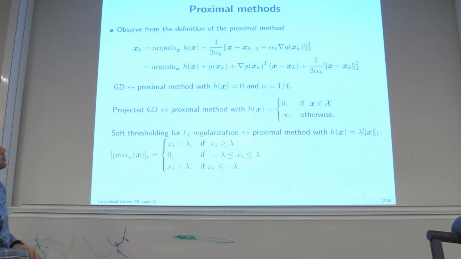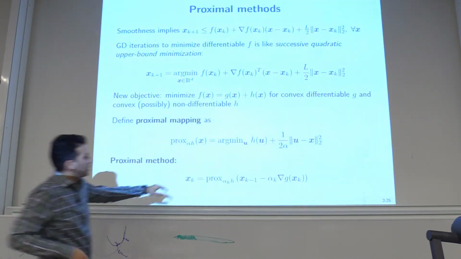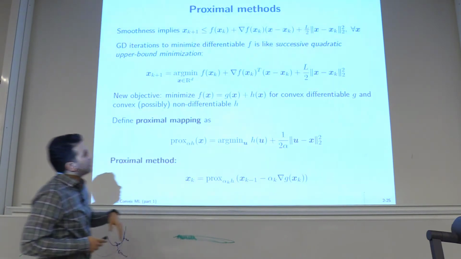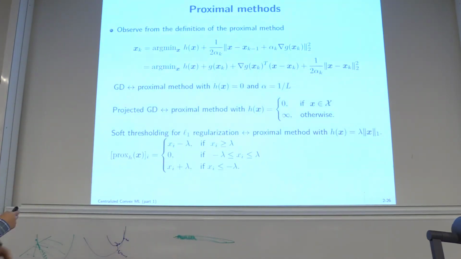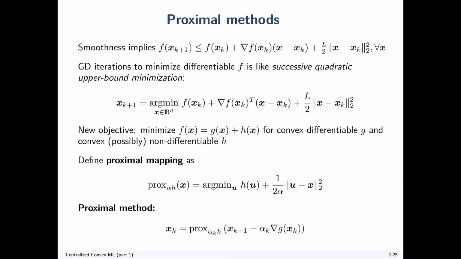You can just write everything down and then show that in this iteration, you just plug in this guy here, and then you can show that xk is like this. So this is what I just said: a quadratic upper bound plus h, and this is exactly what the proximal method is doing. Then you can see that gradient descent is exactly a proximal method with h of x equal to 0.